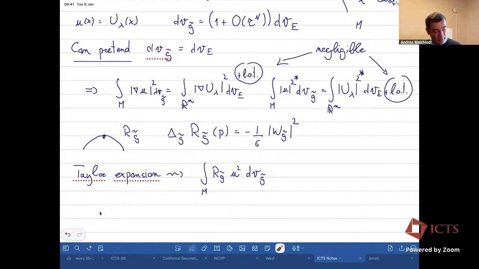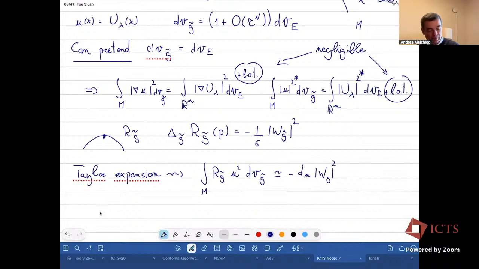So this is of order minus a dimensional constant dn times the Weyl tensor squared at P times lambda to the minus 4 plus lower order terms. There is an extra factor, say times log lambda, if n is equal to 6.